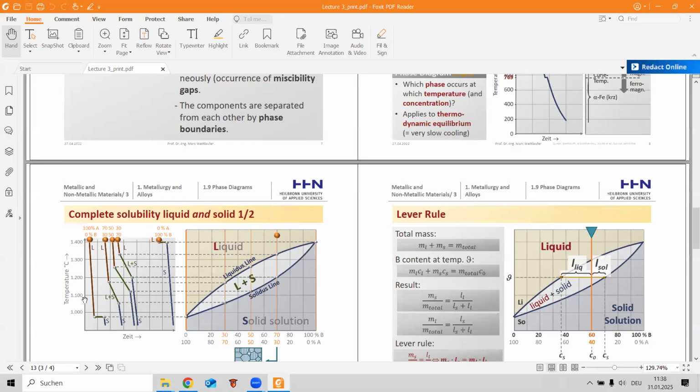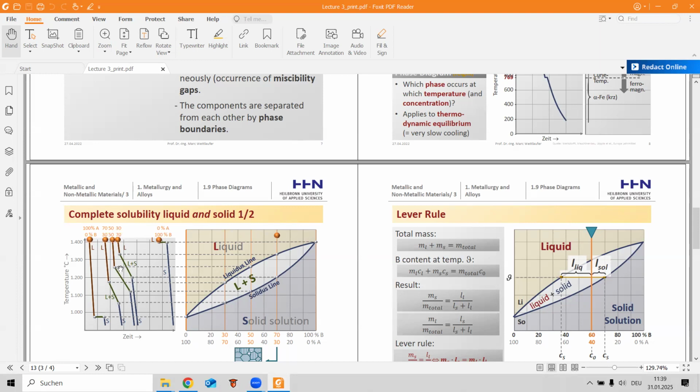So here we have a small graph for different concentrations. We start at 100% of component A, 0% of component B, and end at 0% component A, 100% component B. We have the same temperature here, and here we have marked phases with different colors.